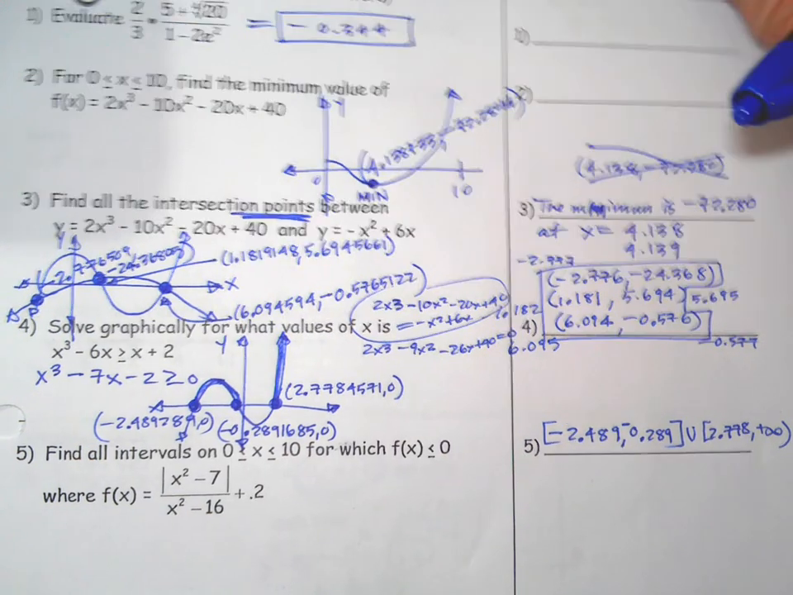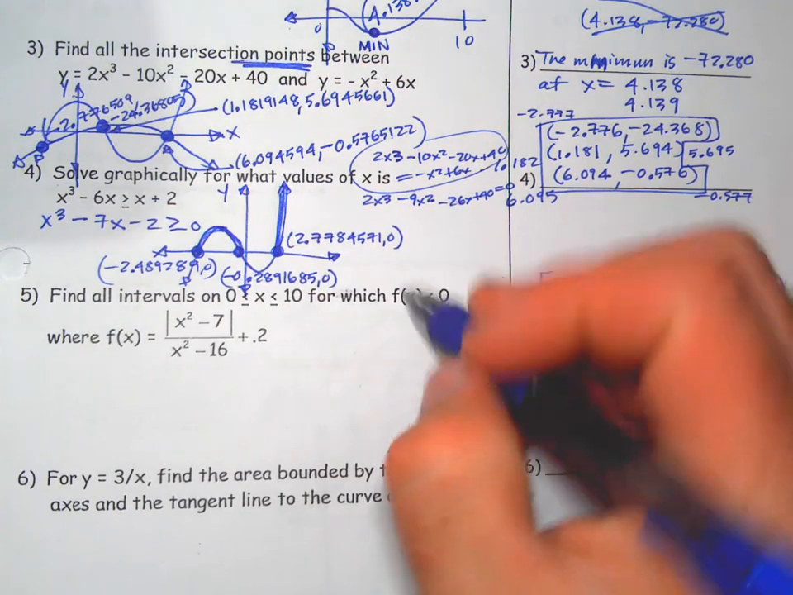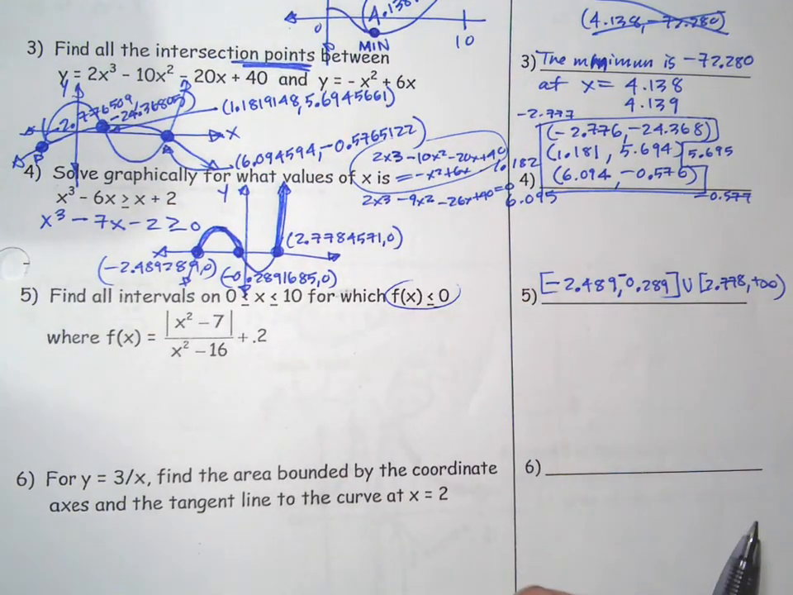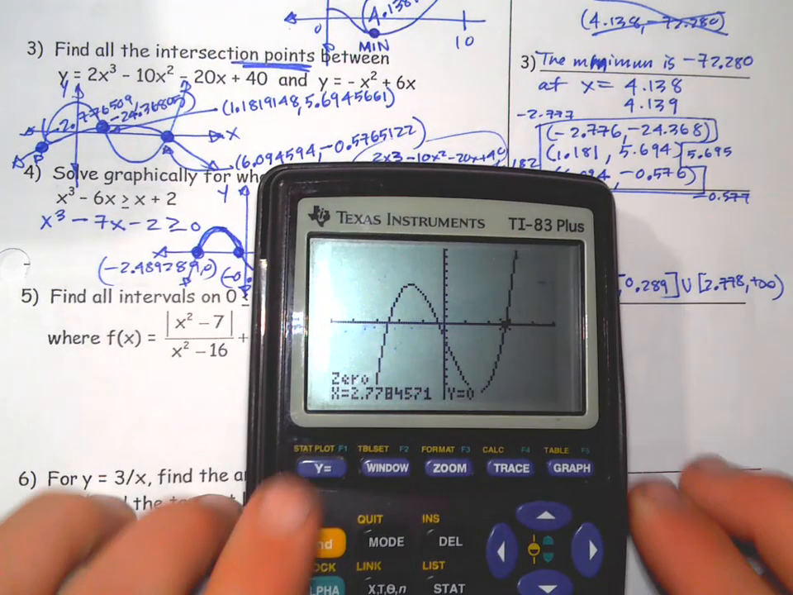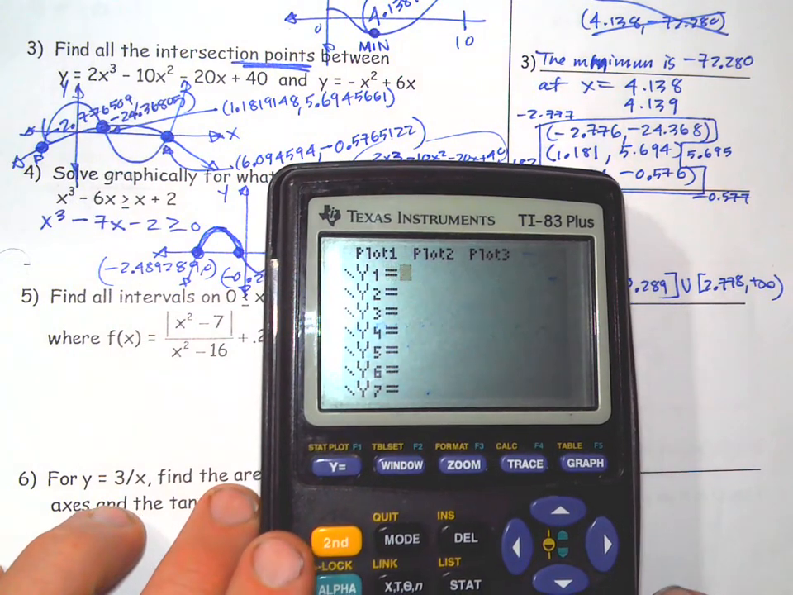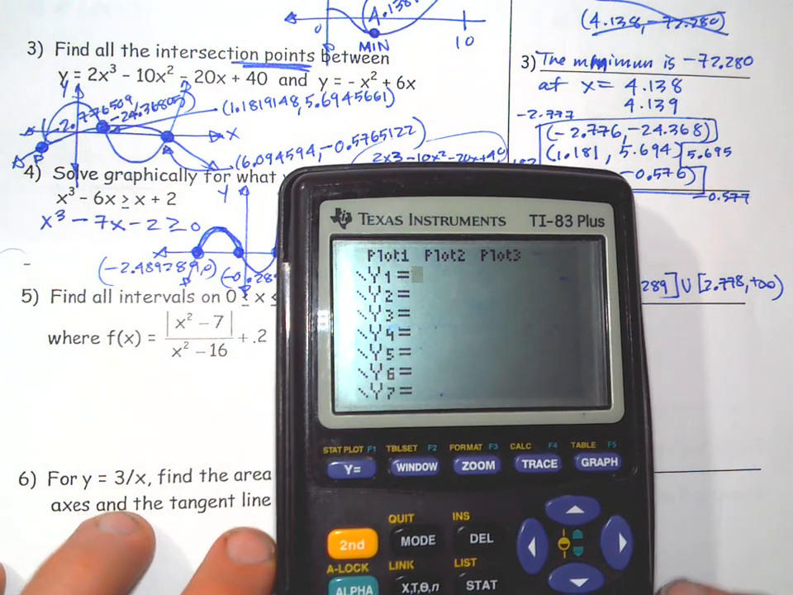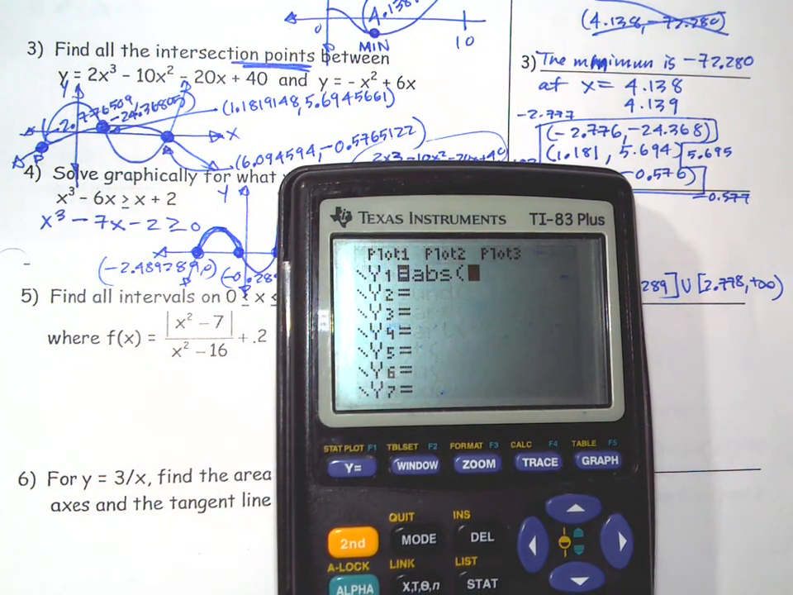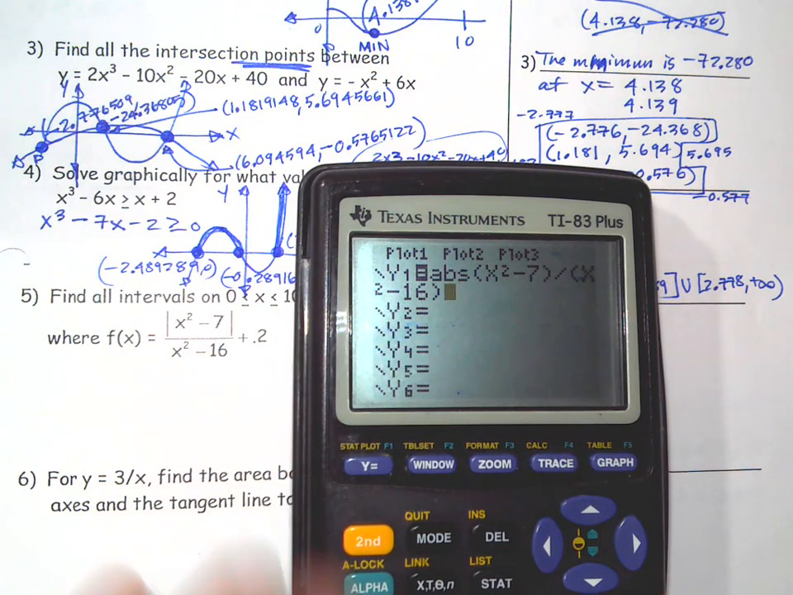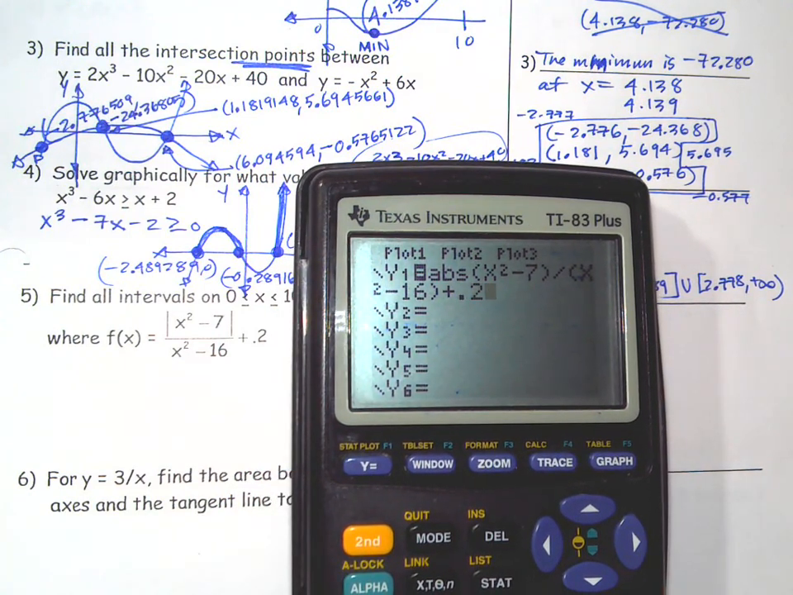Okay, find all the intervals where this graph is less than 0. So they're giving you one graph, and we're going to graph it and see where it's below the x-axis. So we've got to enter it correctly first. That's an absolute value: Math, num, ABS on my calculator. X squared minus 7, close the absolute value, divided by parentheses, x squared minus 16. You've got to put parentheses around that denominator. And then there's a plus 0.2.